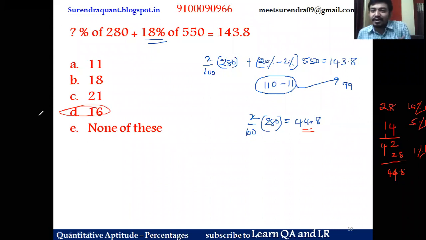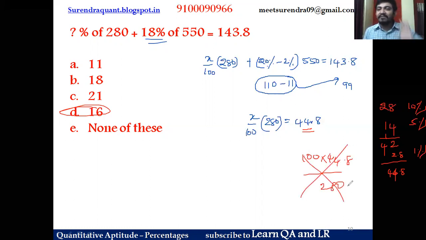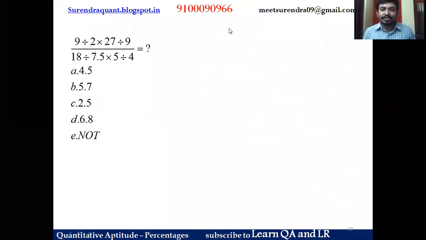Never ever go for cross multiplication. Somebody may try to do this: 100 into 44.8 by 280. So don't do that. Approximate with percentages. That's what I said at the beginning of the lesson. Have tremendous grip on percentage calculations and percentage conversions. Let's go for the next question.